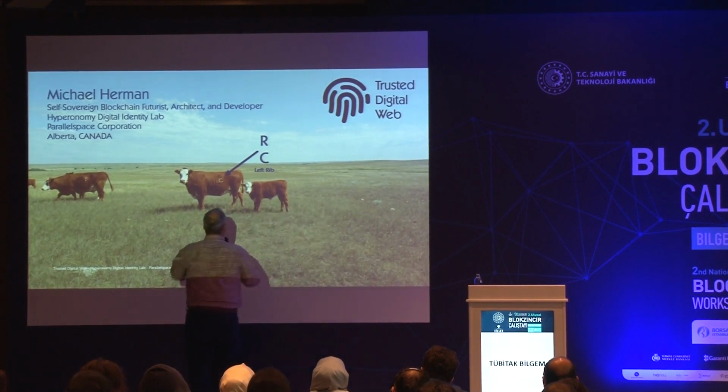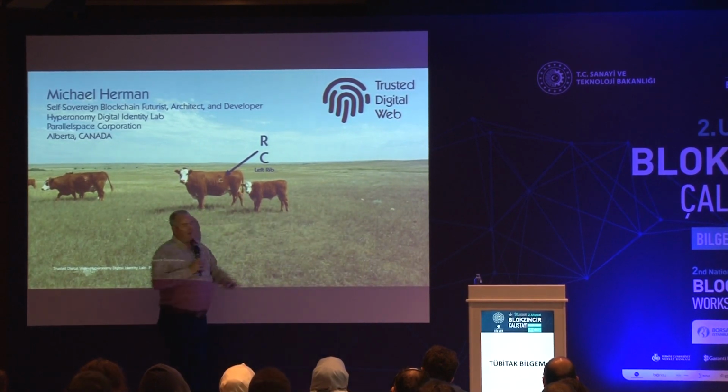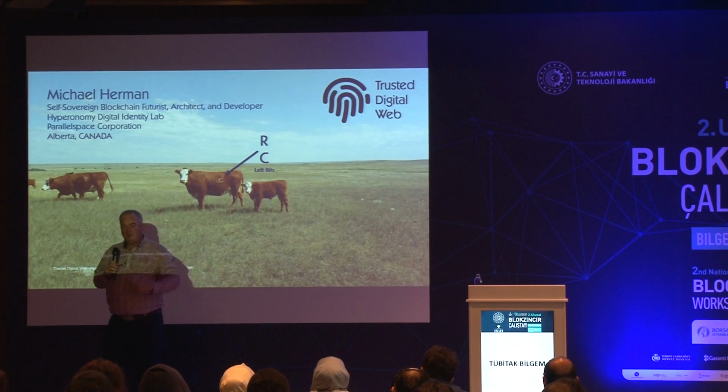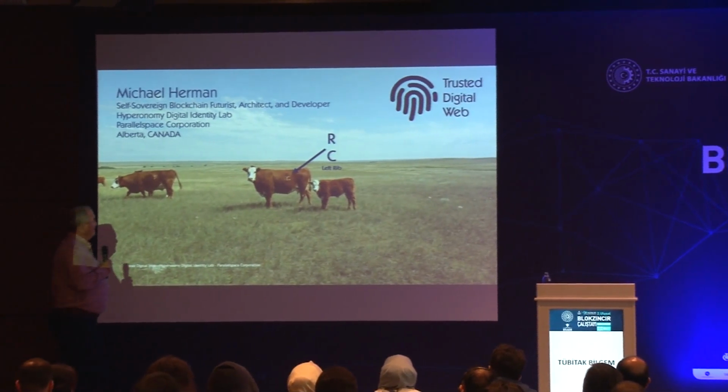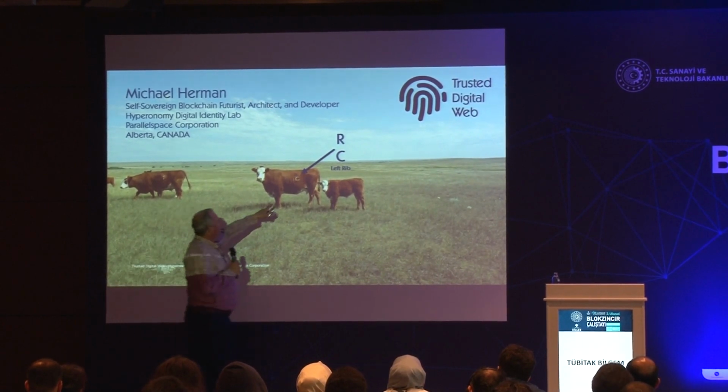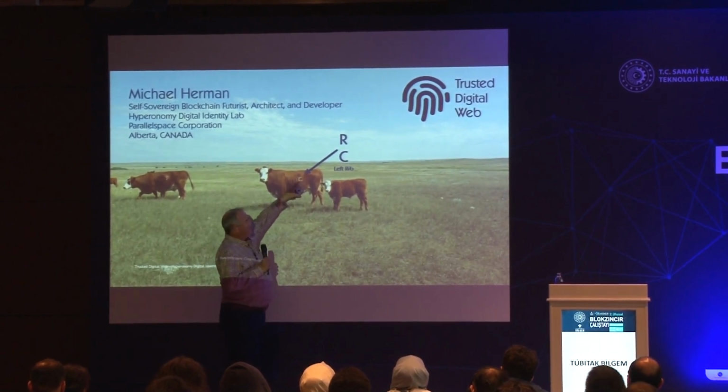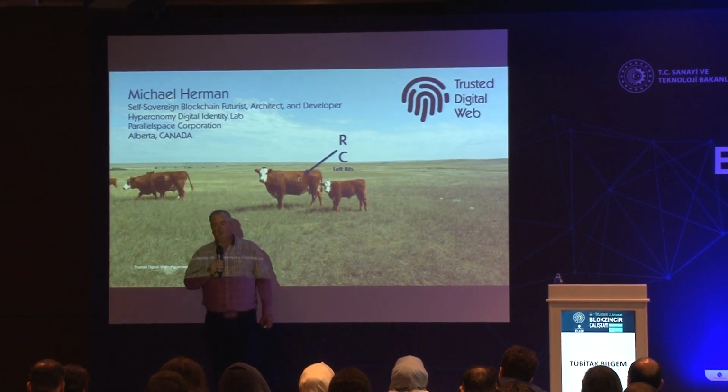You can't really see, oh, in this picture you can. They wear RFID tags in their ear so that we can electronically read the identity. We have brands that go in a particular location on the animal. So mine is R/C, and it goes on the left rib.